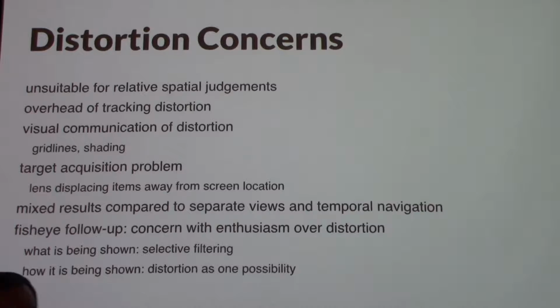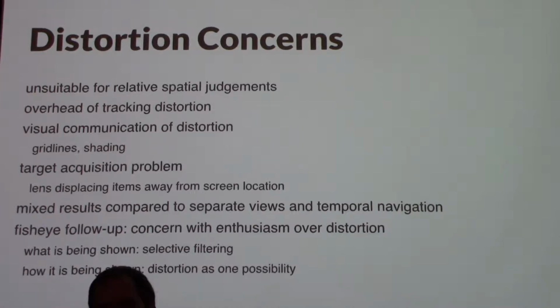And even Furnas, the person who defined this degree of interest function, gave fisheyes as an example, but he really didn't mean it to be used mainly for geometric distortion. He meant it more for filtering elements out of a display. So he actually thinks it's not a good idea to use this for distortion.